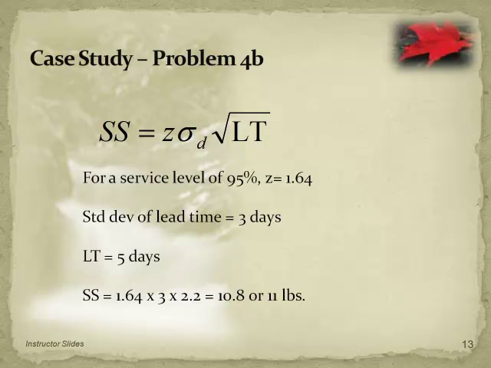The standard deviation is 3 and the lead time is 5 days. So the calculation of the lead time is shown here. The square root of 5 is 2.2. Put this into the formula, and this gives me a safety stock of about 10.8, or rounding it up to 11.